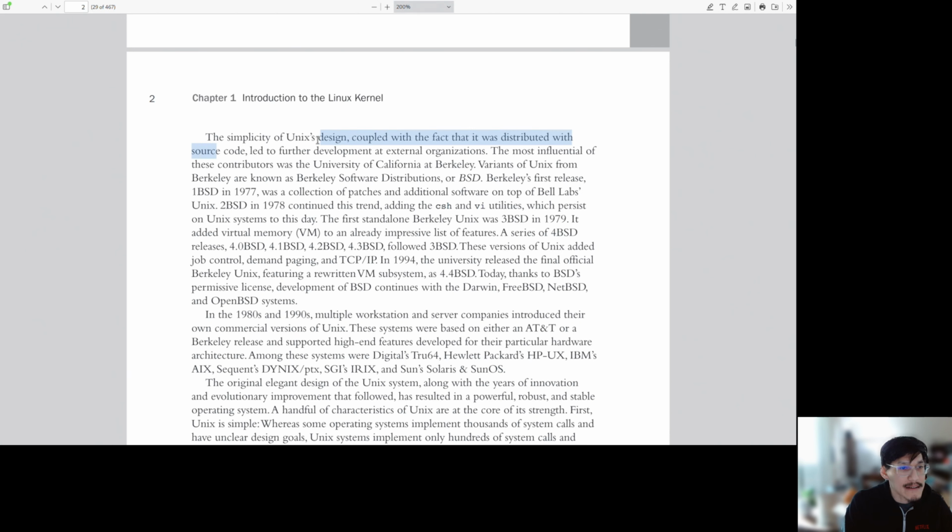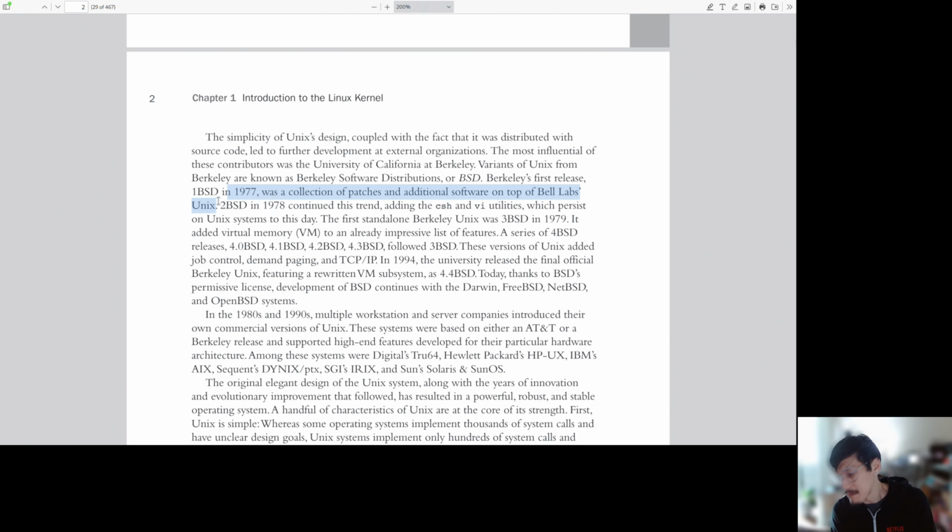The simplicity of Unix's design, coupled with the fact that it was distributed with the source code, led to further development at external organizations. The most influential of these contributors was the University of California at Berkeley. Variants of Unix from Berkeley are known as the Berkeley Software Distributions, or BSD. Berkeley's first release, 1BSD, in 1977 was a collection of patches and additional software on top of Bell Labs' Unix.